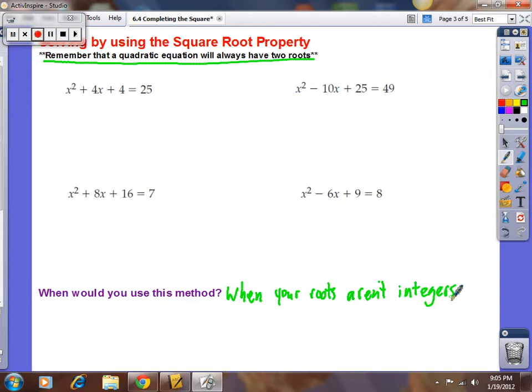So your roots are going to begin to become irrational numbers and even imaginary numbers. So when your roots are not going to be integers, these methods come in handy. Let's look at this guy right here, for example. The method that you know is to get everything on the same side. So if you minus 7 minus 7, you're going to have x squared plus 8x plus 16 minus 7.